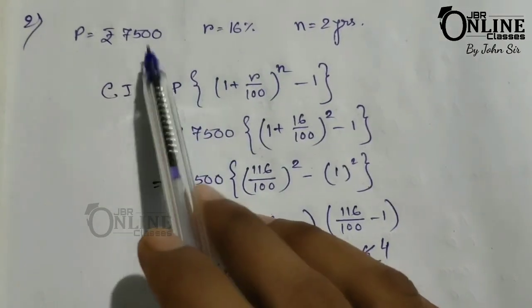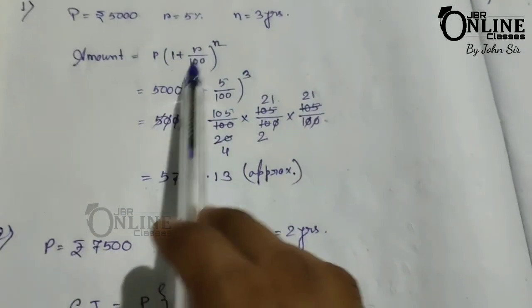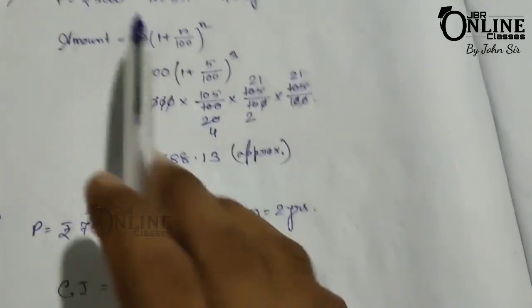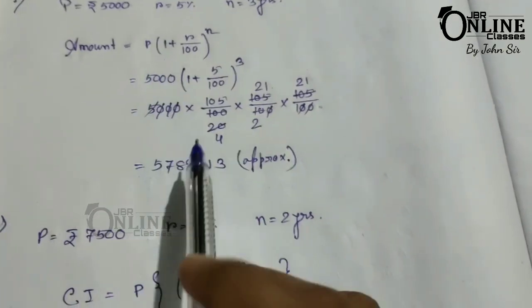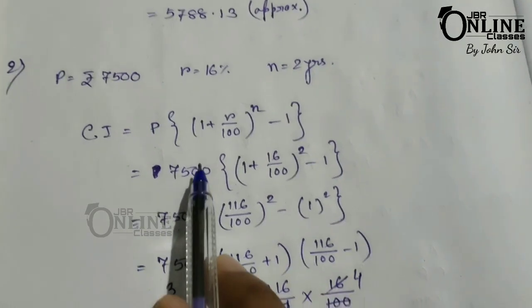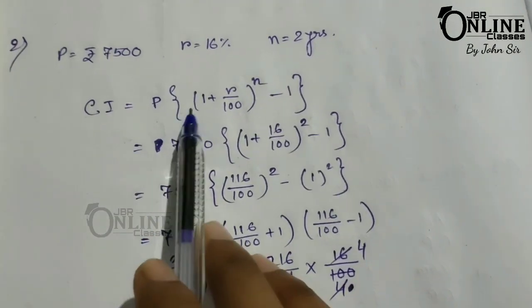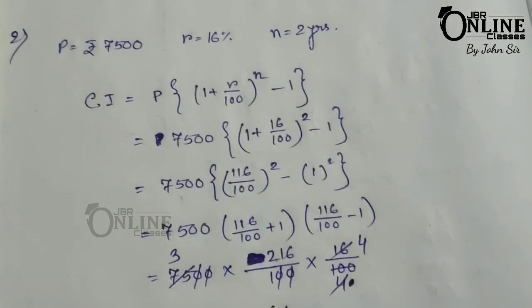Now if anyone wants to break it, first you can find the value of amount, that is the formula which was solved in the previous one, P into (1 plus R by 100) whole to the power N, and then you can subtract the principal from the amount and you will get the compound interest. So if you want to break it, you can do so, or you can also apply the direct formula.